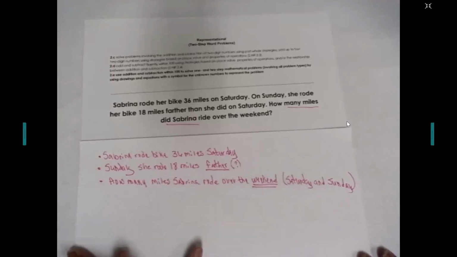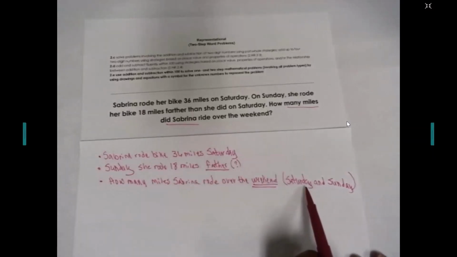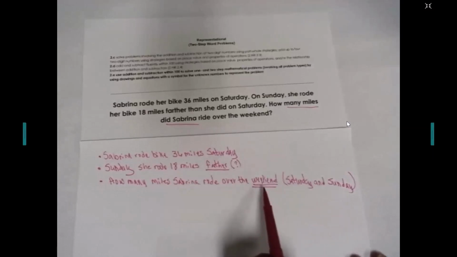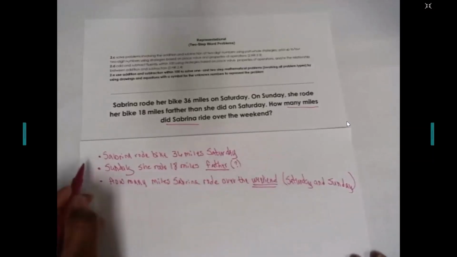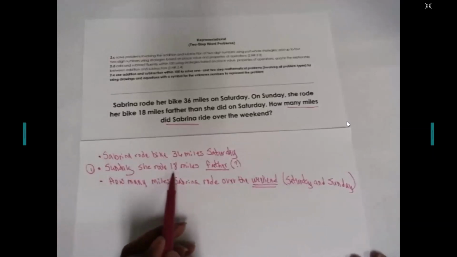So I can tell this is a two-step word problem. So let me think about my first step. Like I mentioned earlier, I know Saturday, but I need to find out Saturday and Sunday to answer my final question. I need to figure out in my first step, how many miles did Sabrina ride on Sunday?